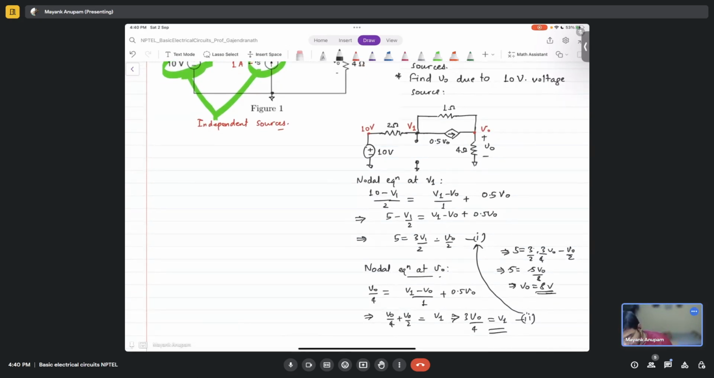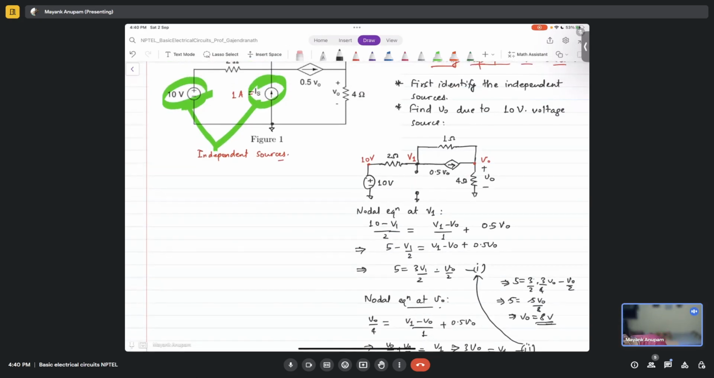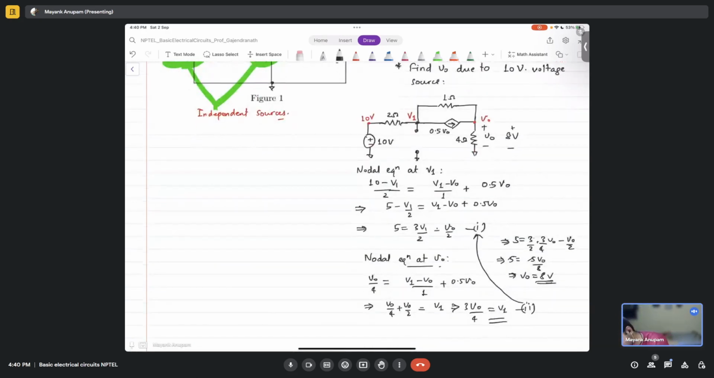This is fine. V0 we get as 8 volts. So this and the polarity is same, right? So this is 8 volts here, like this. So now what is the next thing that we should do?